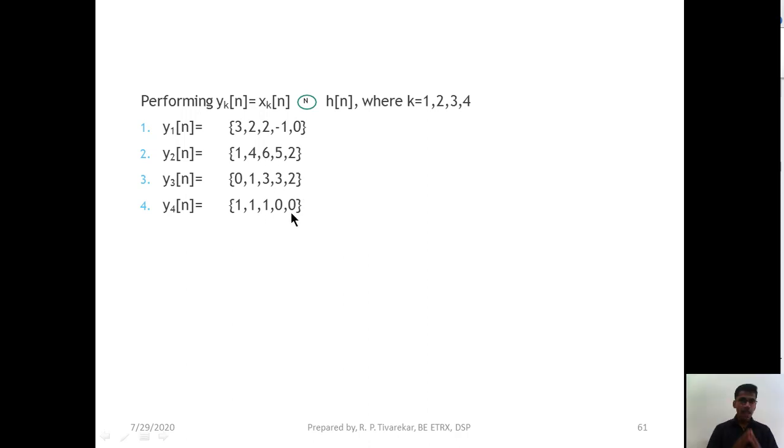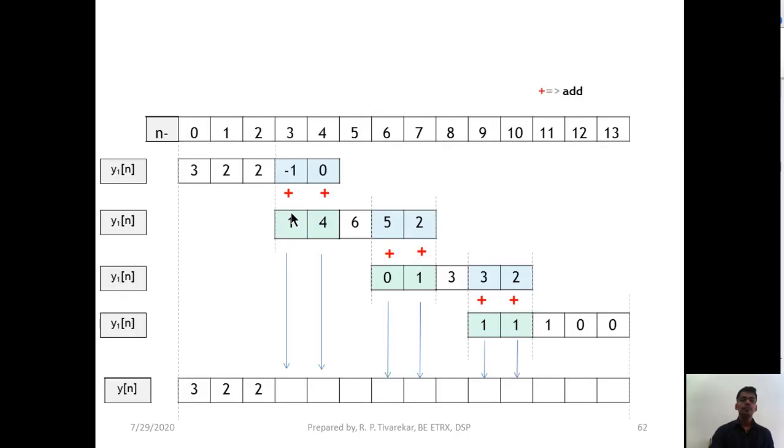The output blocks also have 5 samples each, and the strategy to arrange these outputs is to overlap and add M-1 samples for the consecutive blocks. So you can see here we have the first output block as 3, 2, 2, -1, 0. We overlap that with the next data 1, 4, 6, 5, 2. So M-1 samples have been overlapped. The last M-1 samples of y1 are overlapped with the first M-1 samples of y2, and we add them. The result will be stored here.